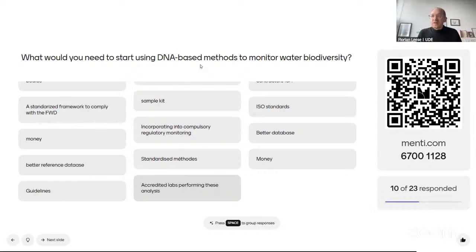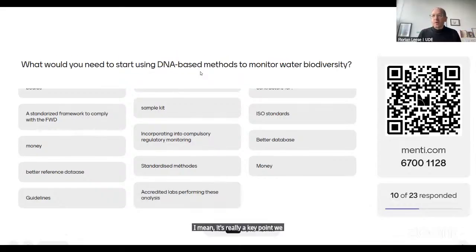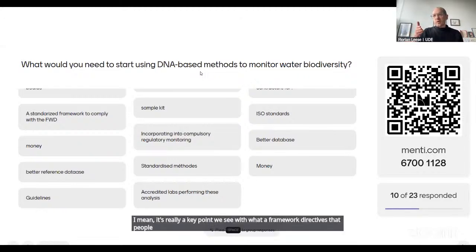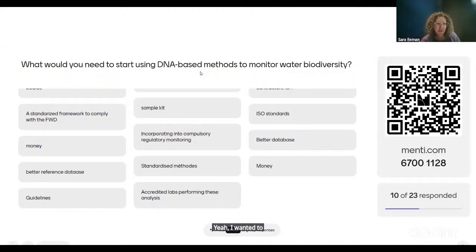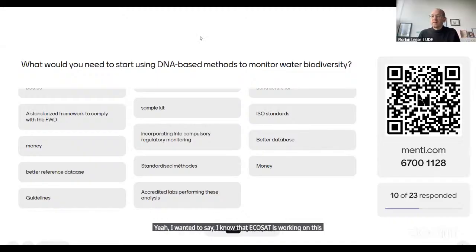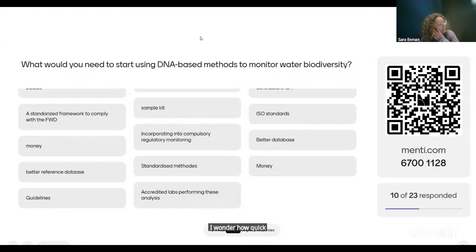I mean, it's really a key point we see with the Water Framework Directive. Annex 5 of the Water Framework Directive says you have composition and abundance. DNA-based methods don't give you abundance. We are not allowed to use it. So this needs to be opened, as it has often been shown that even without abundances, sensu stricto, the methods really work smoothly. And Ecostat is working on it. Yeah, I wanted to say, I know that Ecostat is working on this. Yes. But I wonder how quick it will come through. Let's see that.